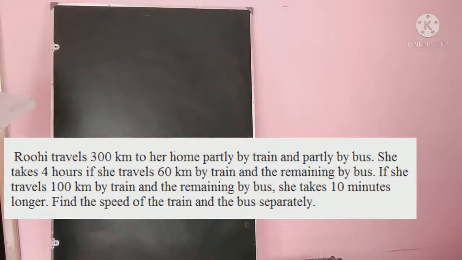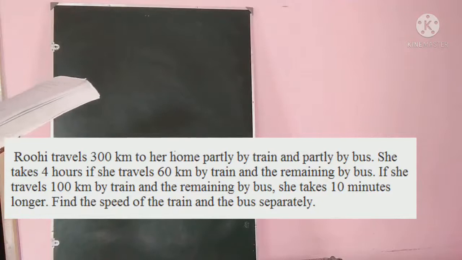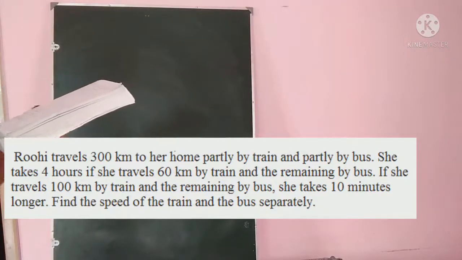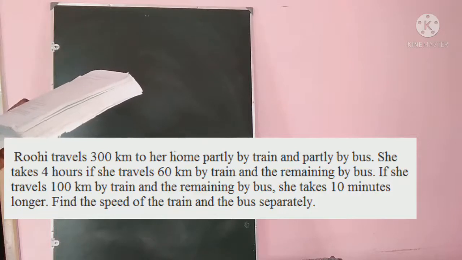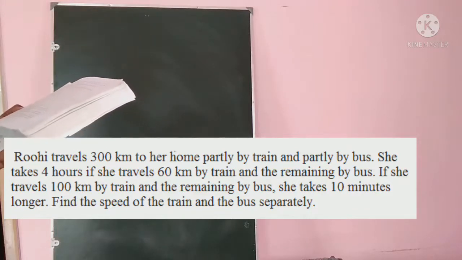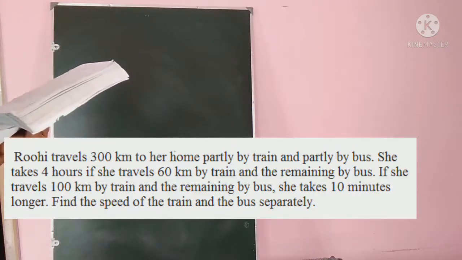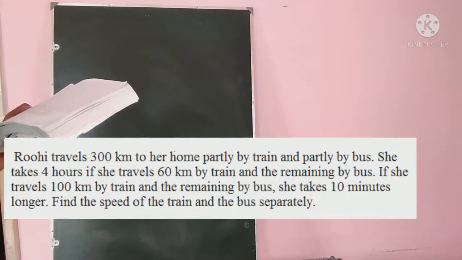So third question: Ruhi travels 300 kilometers to her home partly by train and partly by bus. She takes 4 hours if she travels 60 kilometers by train and the remaining by bus. If she travels 100 kilometers by train and the remaining by bus, she takes 10 minutes longer. Find the speed of the train and bus.